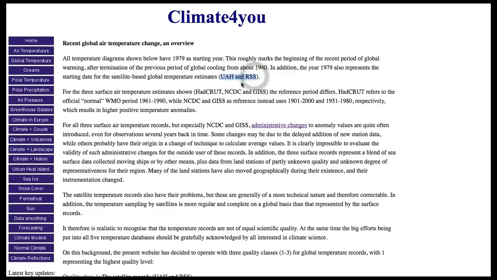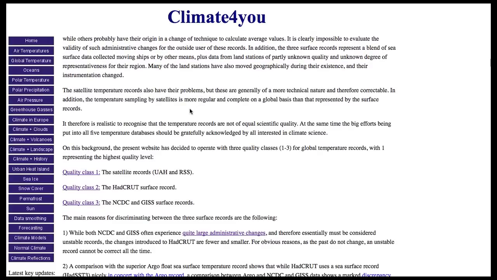UAH and RSS are satellite temperature records. HADCRIT, NCDC, and GISS are surface air temperature estimates. This is important because there are different quality levels of different temperature data sets. The satellite records, UAH and RSS, are Quality Class 1 because satellite temperatures are generally more reliable than surface air temperature estimates. They have a higher sampling rate. Usually, satellite records will sample the entire surface of the Earth twice a day or something on that order. So they're very extensive, very reliable temperature records.